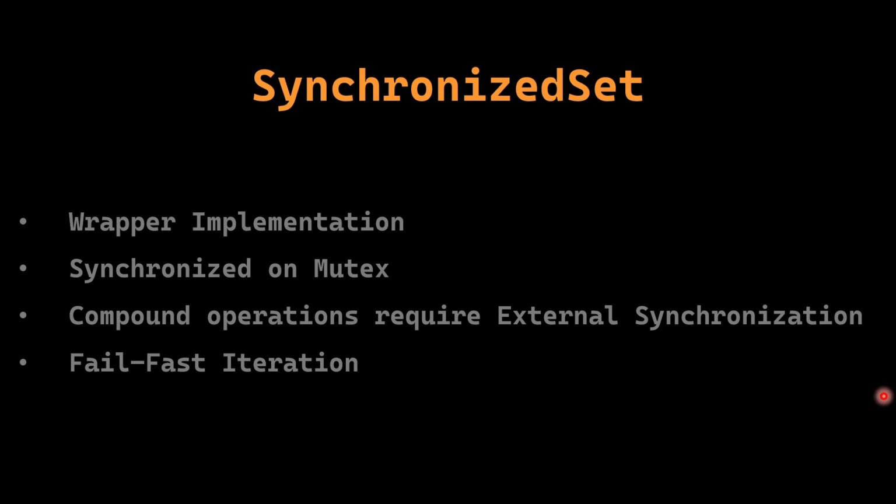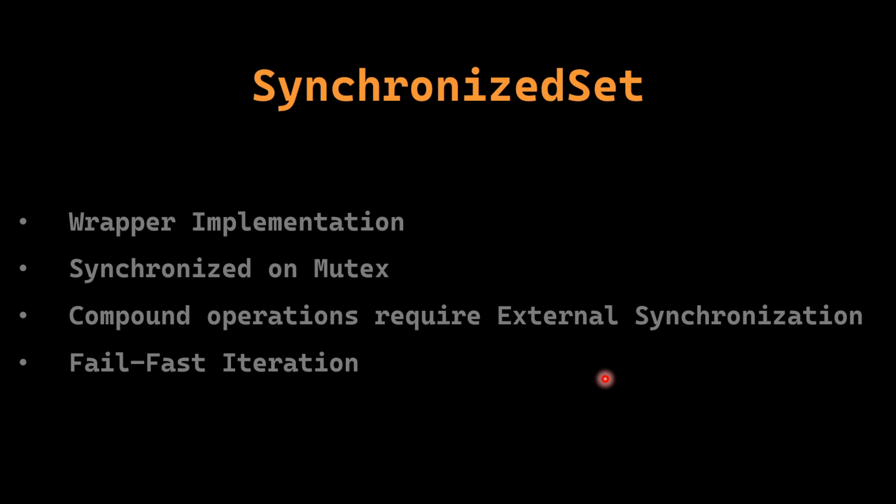SynchronizedSet achieves thread safety by wrapping each method call in a synchronized block. This means individual operations like add, remove, and contains are thread safe when called in isolation. However, compound operations that involve multiple method calls are not automatically thread safe. For example, checking if an element exists, and then adding it if it doesn't, requires external synchronization to prevent race conditions between threads. Iteration requires special attention.